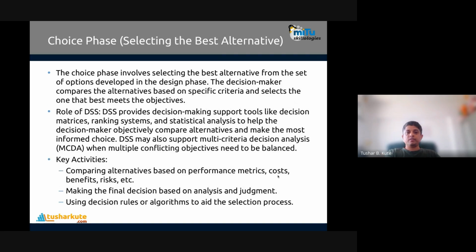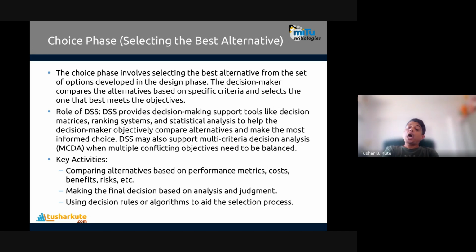Next is the choice phase. Out of all the choices available, make an informed, perfect alternative choice. So the choice phase involves selecting the best alternative from the set of options developed in the design phase. Then decision makers compare the alternatives based on specific criteria and select the best one, which meets the objective for which you make the choice.